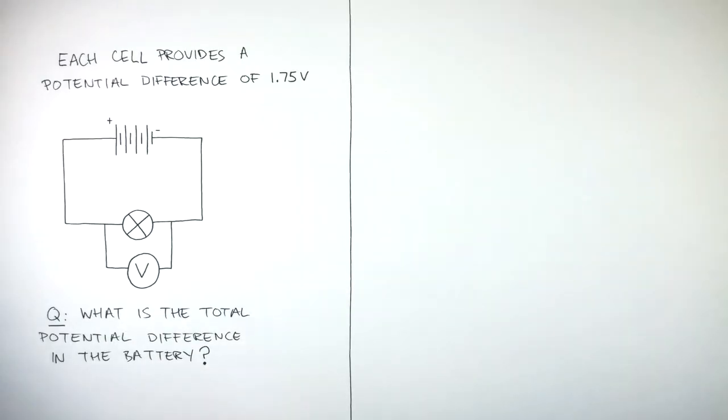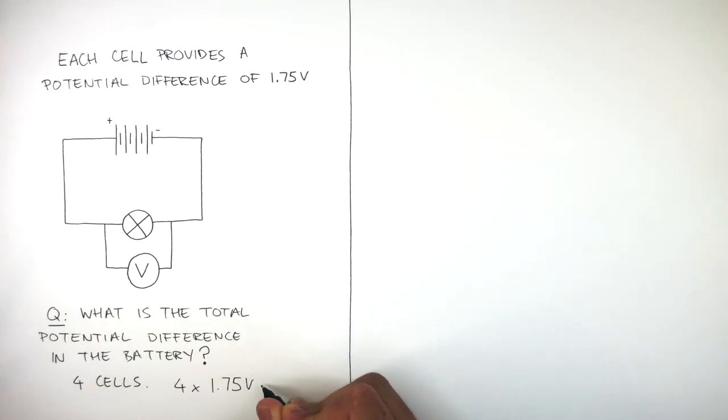Here is a potential exam question you could get in your exam. Pause the video now to attempt the question, and the answers will follow. So as there are 4 cells, and each cell has a potential difference of 1.75 volts, we write 4 times 1.75 volts equals 7 volts.